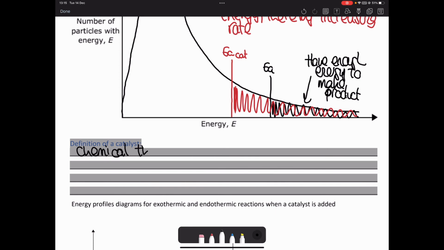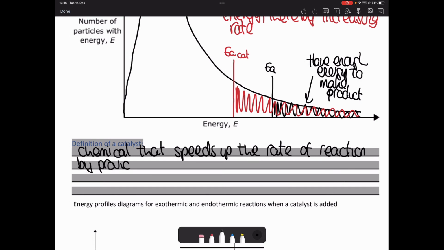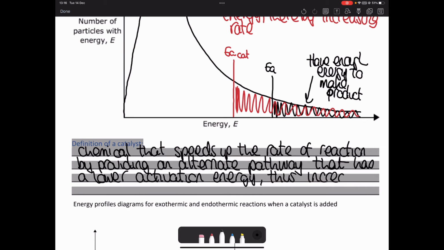So it is a chemical that speeds up the rate of reaction. But now we can get fancy. It does it by providing an alternate or a different pathway. And we're going to do catalysis on Wednesday. So this pathway that has a lower activation energy, and thus it's going to increase our rate of reaction.